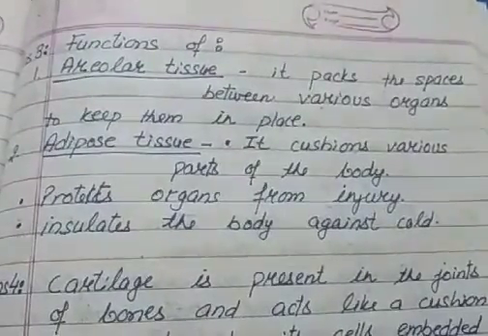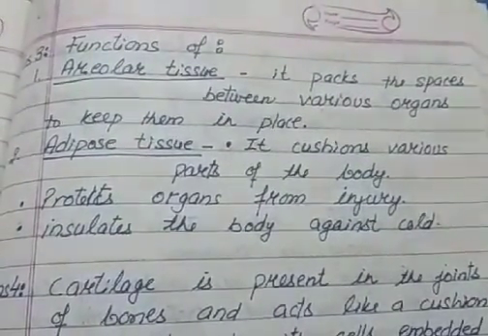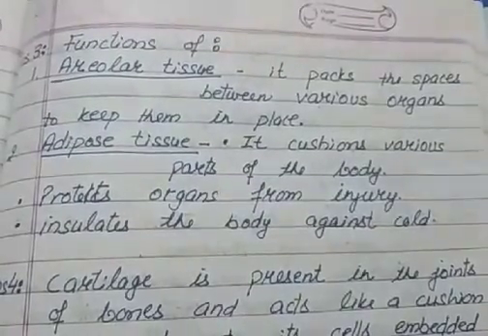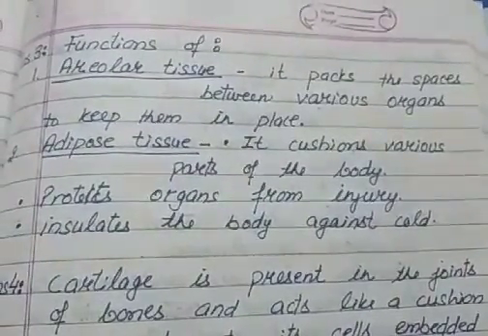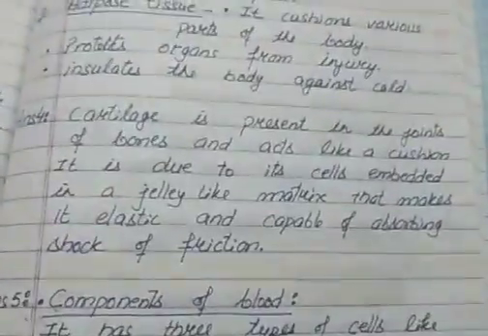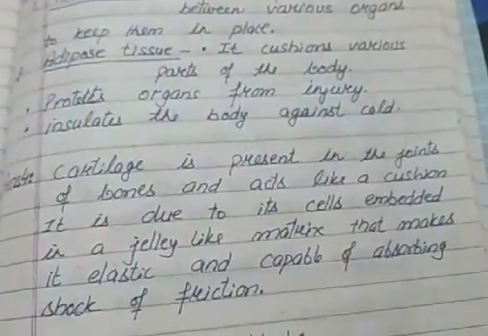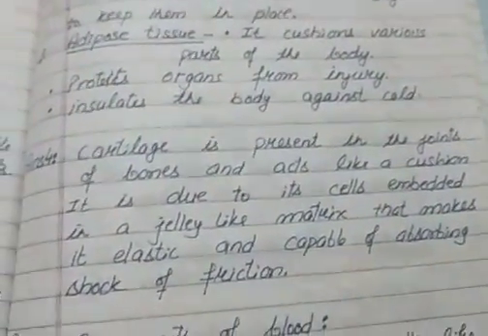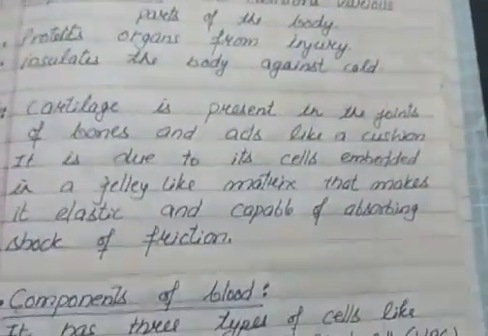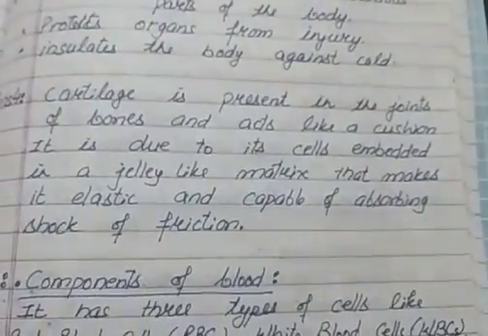First, it cushions various parts of the body. Second, it protects organs from injury. Third, it insulates the body against cold. Now question number 4. Explain how cartilage acts as cushion between bones. So cartilage is present in the joints of bones and acts like a cushion.